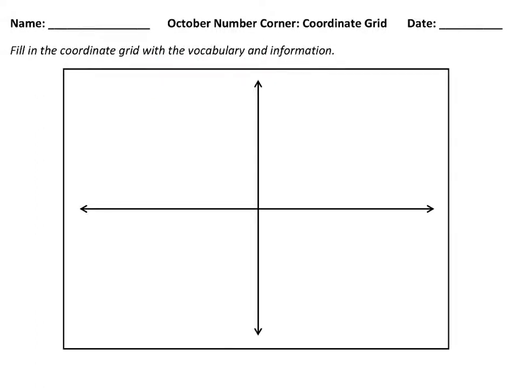So, the first thing we're going to look at is this line. There's a line going horizontally or side to side. It is called the x-axis. The x-axis always goes horizontally. Now, this one that goes up and down, or vertically, is called the y-axis.